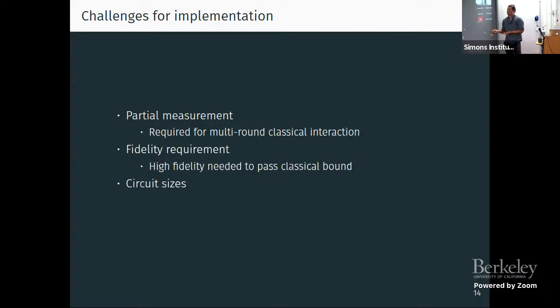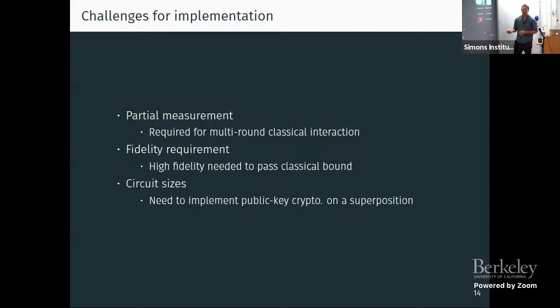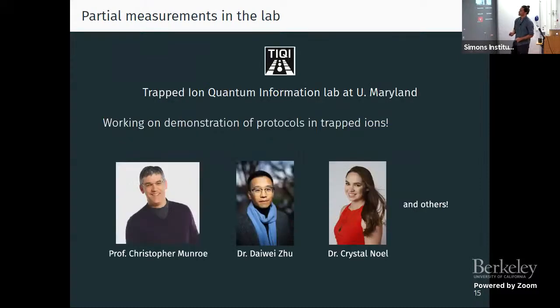And then lastly, you need to run these circuits that evaluate this trapdoor claw-free function on a quantum device. And it's not at all obvious how to make these circuits efficient.